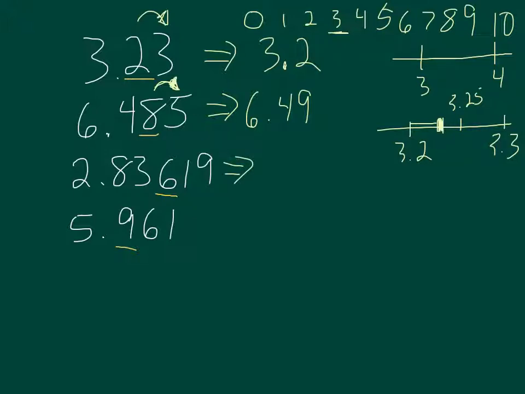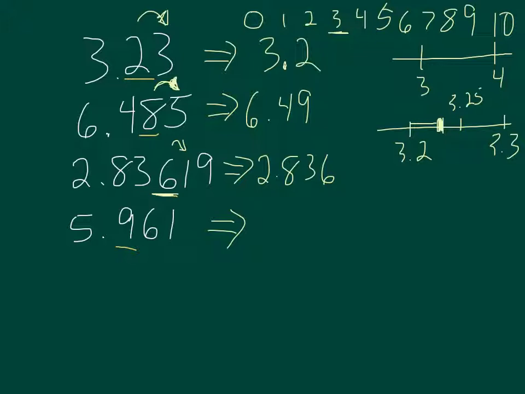Okay, this next one, the 6 is underlined. So you look at the digit to the right, and if it is less than 5, then you round down, so it stays a 6. So 2.83619 will round to 2.836.